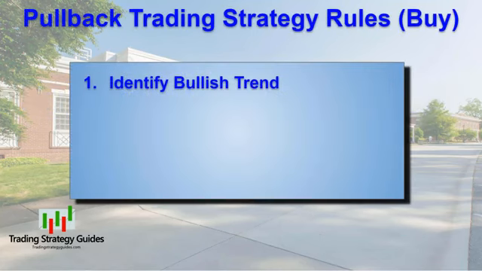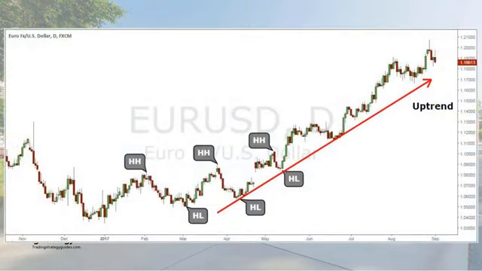Identify a bullish trend characterized by a series of higher highs and higher lows. Identifying the direction of the trend should be a fairly easy process. The easiest method to use to identify the trend is the swing high and low structure that we've discussed in prior videos. In essence, an uptrend is defined as a series of higher highs with a series of higher lows. It's important to use a higher time frame to determine the trend regardless of the time frame you normally base your trades on.